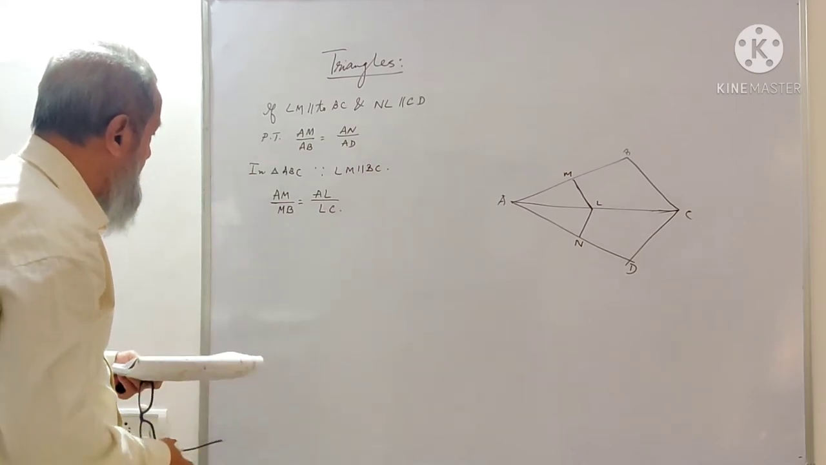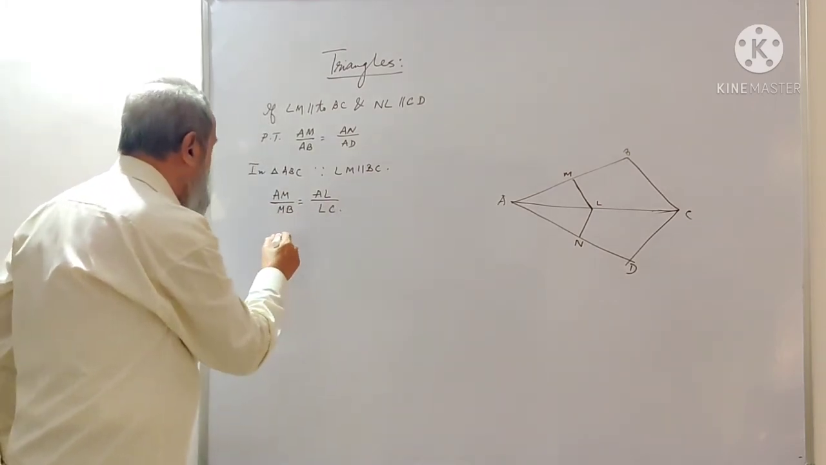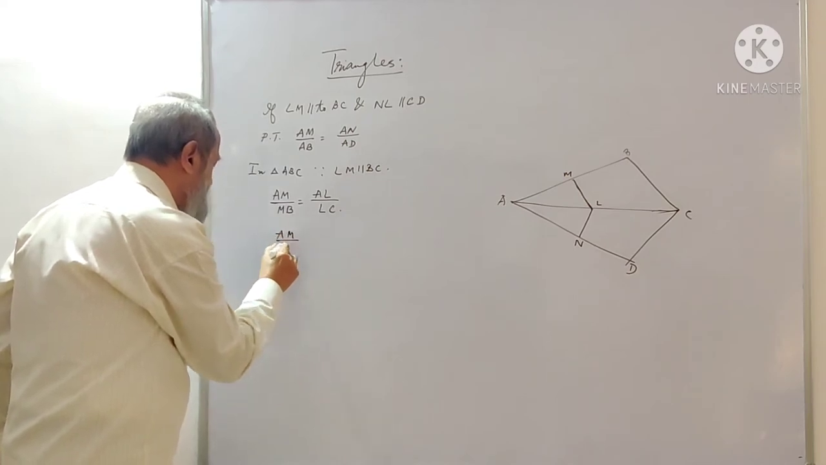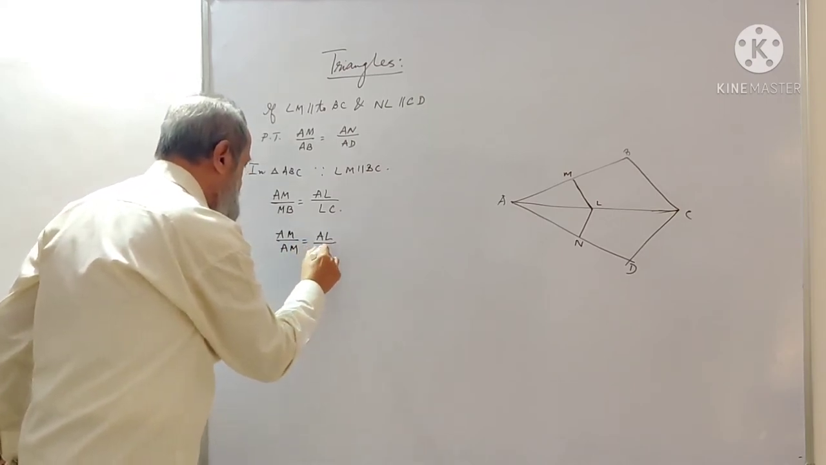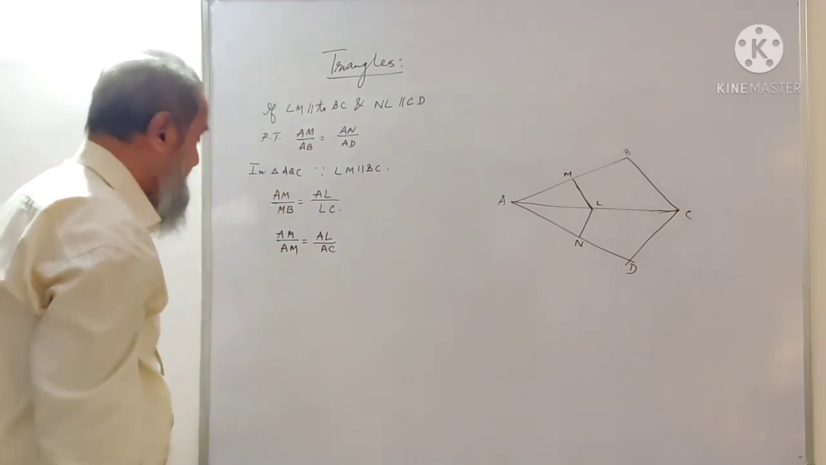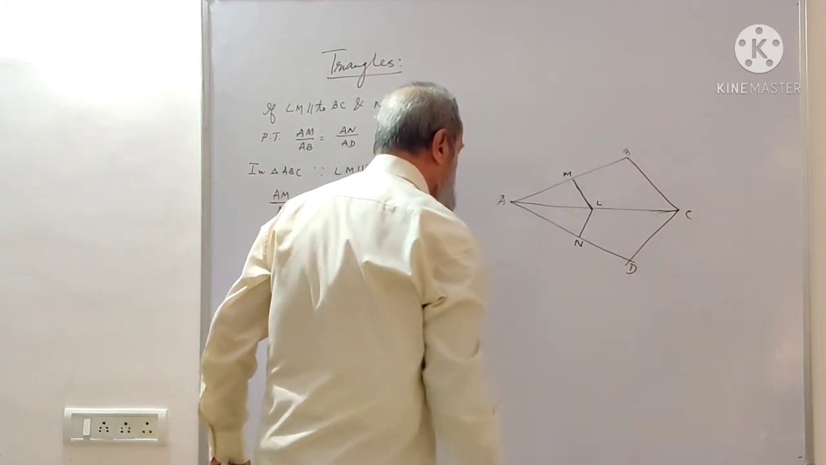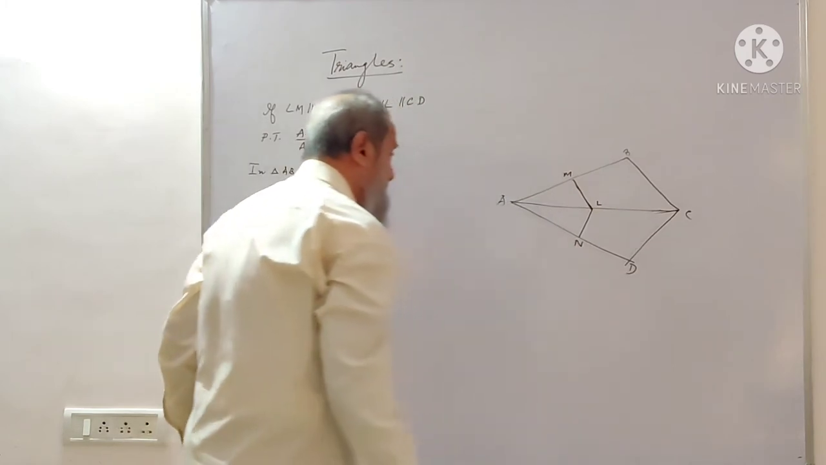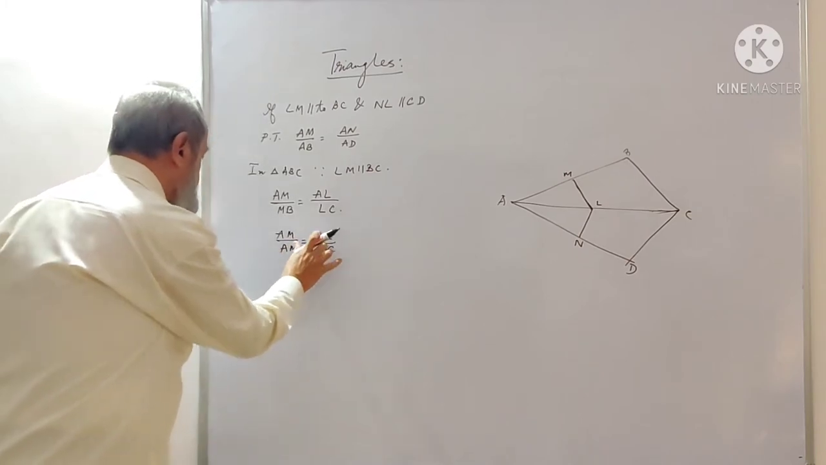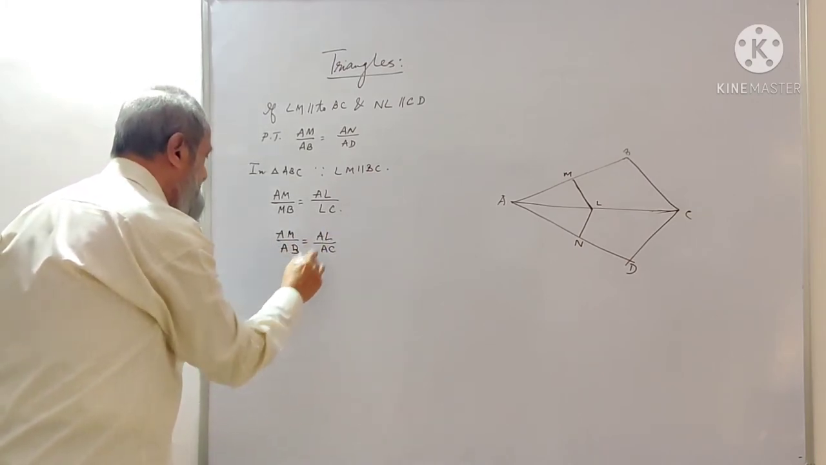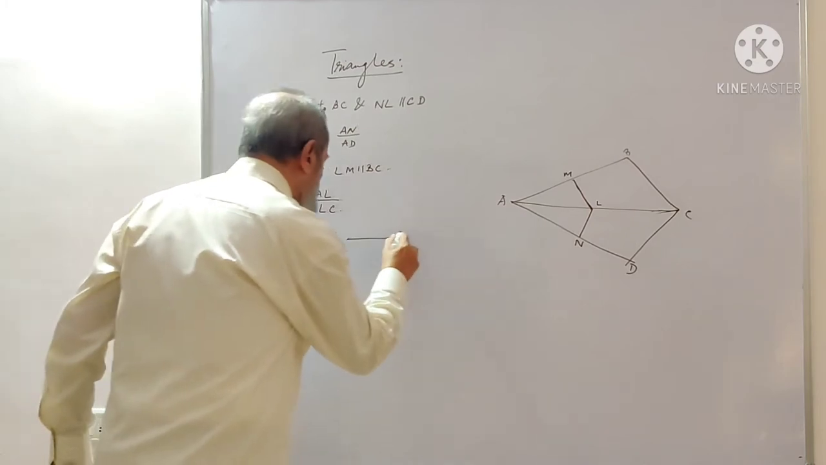Now, this can also be written as AM by AB is equal to AL by AC. This is a corollary of the theorem which says that if in any triangle we draw a parallel to one of the sides of the triangle, the other two sides will be cut by that line in the same ratio. One of the corollaries is AM by AB is equal to AL by AC. This we will call as 1.